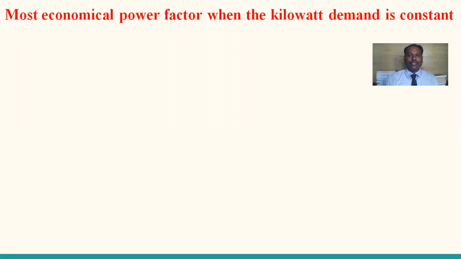In the earlier class, we discussed the methods of improving the power factor, in which there are three familiar methods: static capacitors, synchronous condensers, and phase advancers. So today's class, we are going to discuss the most economical power factor when the kilowatt demand is constant.